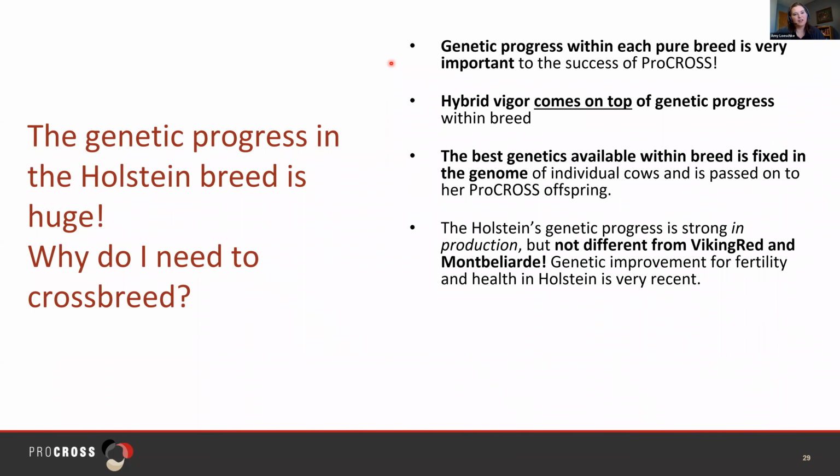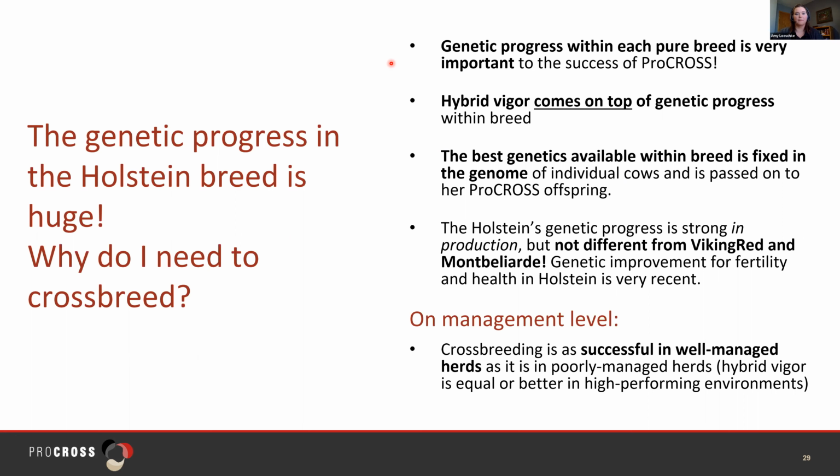We also need to acknowledge that, yes, the progress of the Holstein is huge, but particularly within milk production traits. Interestingly, that progress within production is not different from that of VikingRed and Montbelliard, who are also making equal strides in the genetic progress for milk production. But unlike Montbelliard and VikingRed, the genetic improvement in Holstein for the fertility and the health traits are very recent. In fact, in the US, selection for health traits are so recent that we're not really even measuring the genetic progress there at this time, okay?